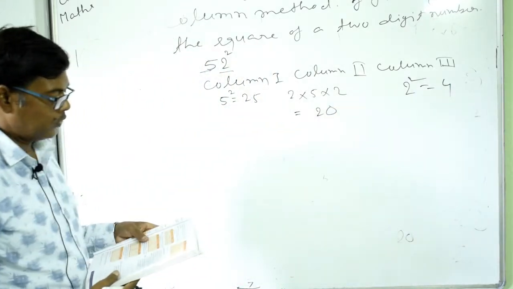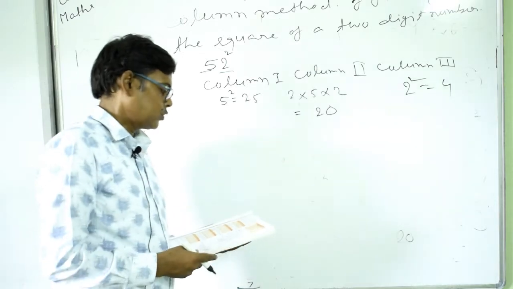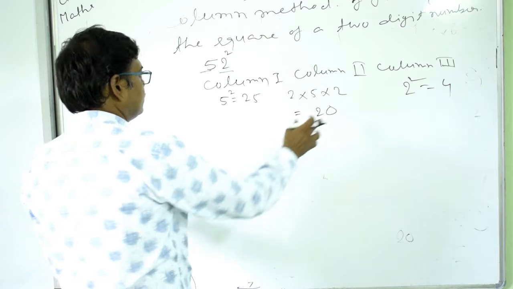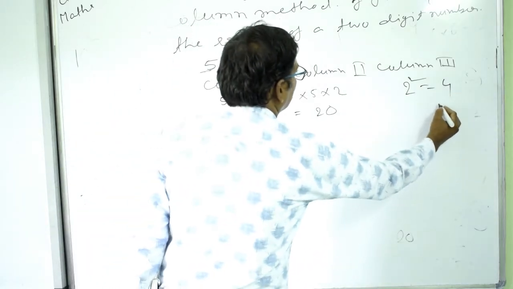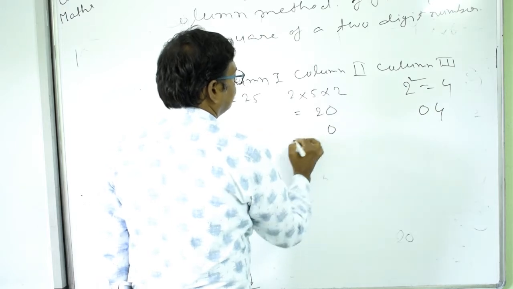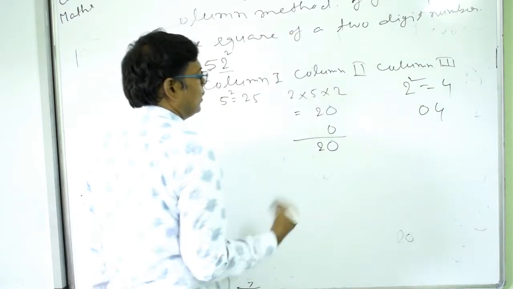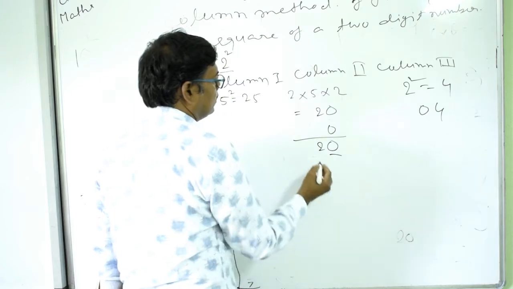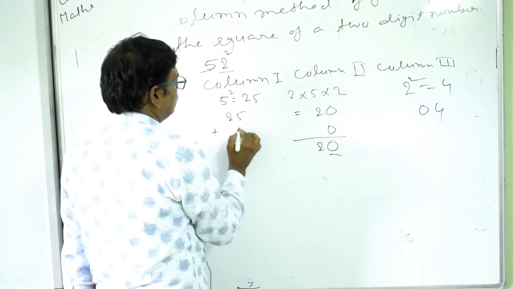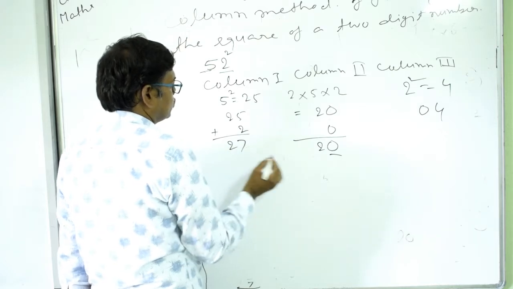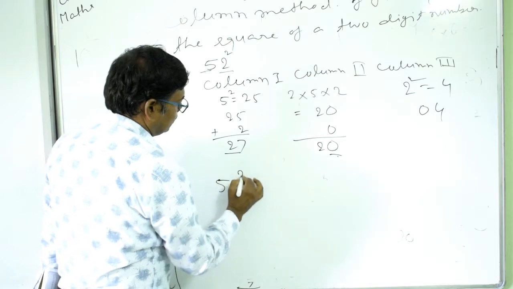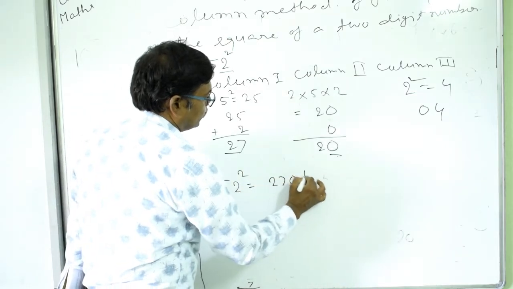So now what would you do next? Here you don't have any number before the 4, so we add 0 to this number. Now underline this 0 and take the 2 and add it to 25. That is 25 plus 2, so you have 27. Then you have 27, then 0, then 4. So the answer of 52 square will be equal to 2704.